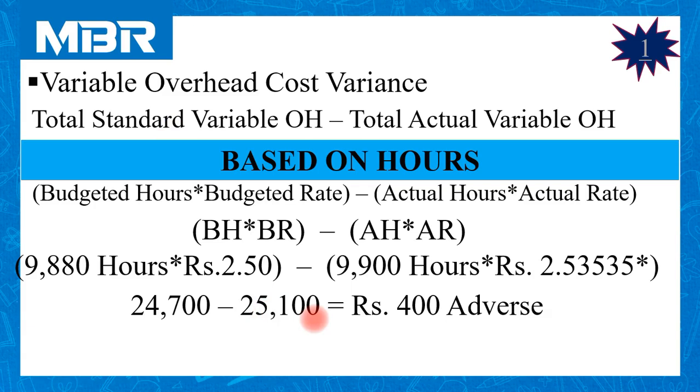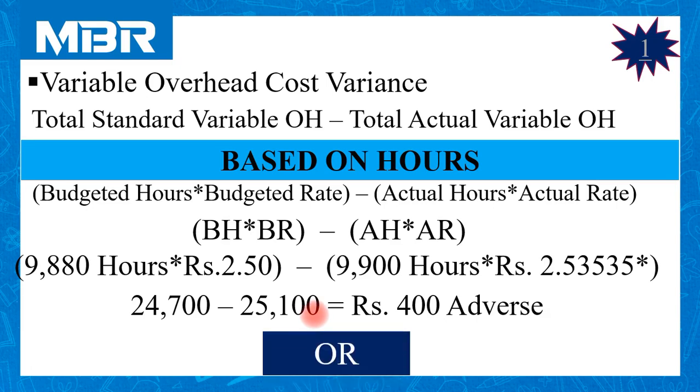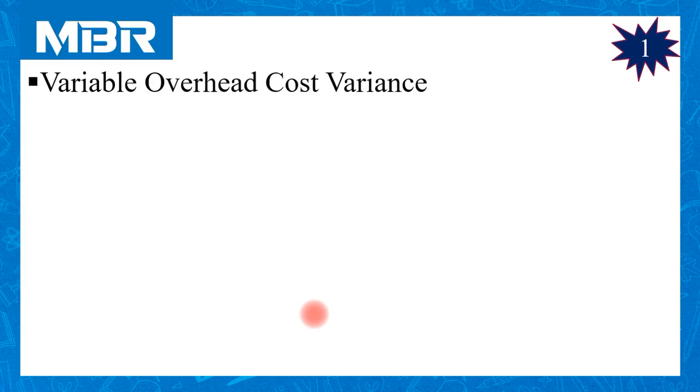This is a matter of expenditure. The expenditure should be 24,700, but we have paid 25,100. Here we have paid rupees 400 more as an expenditure. The situation is adverse. Now, second option for the calculation of variable overhead cost variance.